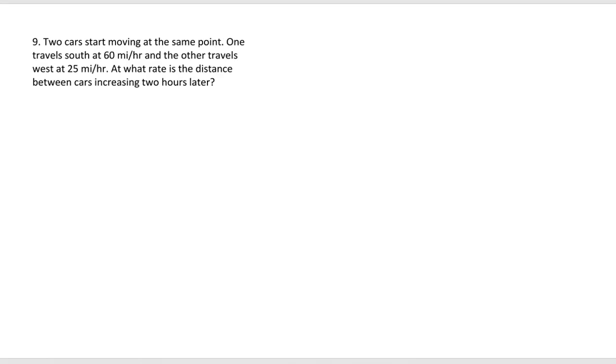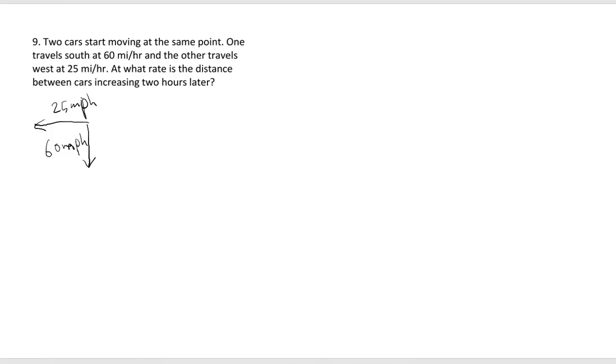Two cars start moving at the same point. One travels south at 60 miles per hour and the other travels west at 25 miles per hour. At what rate is the distance between cars increasing 2 hours later? Okay. We have one car traveling south 60 miles per hour and another car west at 25 miles per hour. At what rate is the distance between the cars increasing 2 hours later?